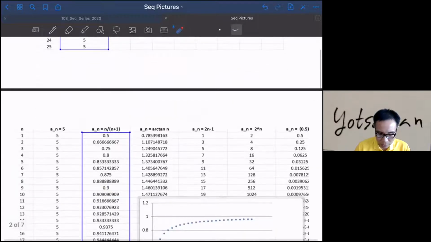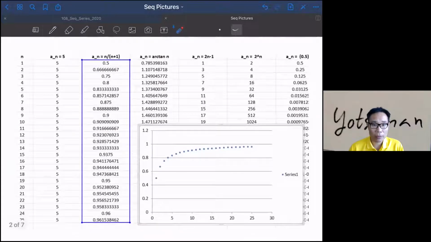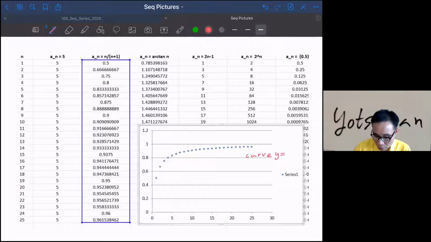The next one is n over n plus 1 that we had before. For the sequence n over n plus 1, if you plot the graph, it's going to be 1/2 here, then 2/3, 3/4, and so on. The graph turned out to be points that lie on the curve y equal to x over x plus 1. So it's going to be this point, this point, this point.